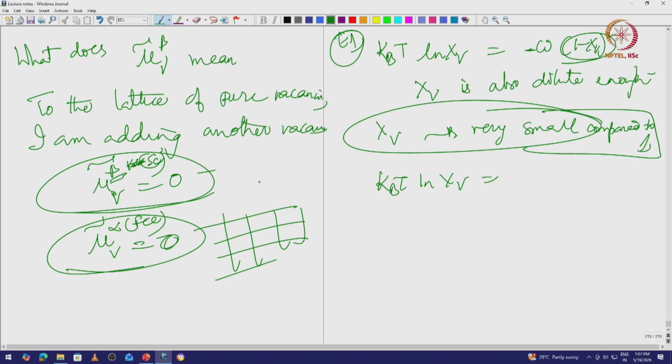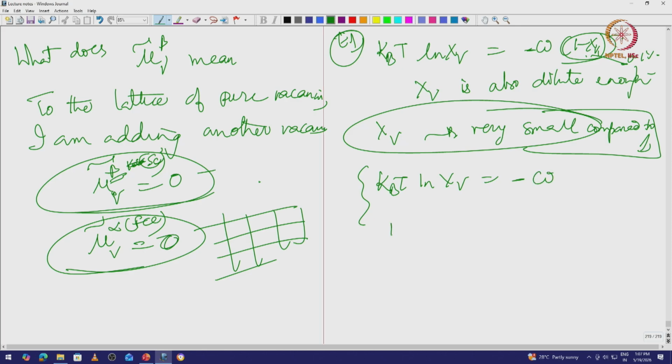right. So, when I say small, it means different things in different contexts, right. So, this is small compared to 1, right. So, this is some number like 0.1% or something, right. Now, 0.1% is very small. So, 0.1 by 100 is very small compared to 1, okay. So, that is all right, okay. So, that is equal to minus omega, okay.